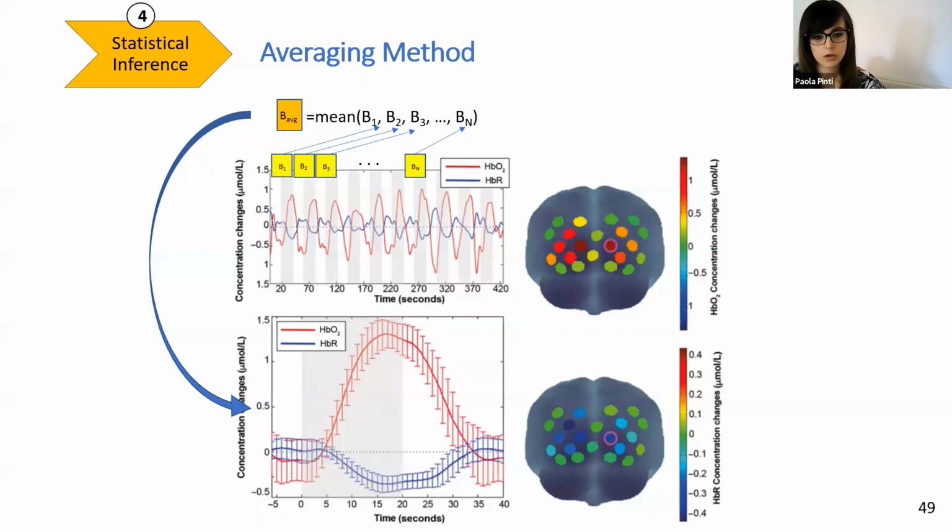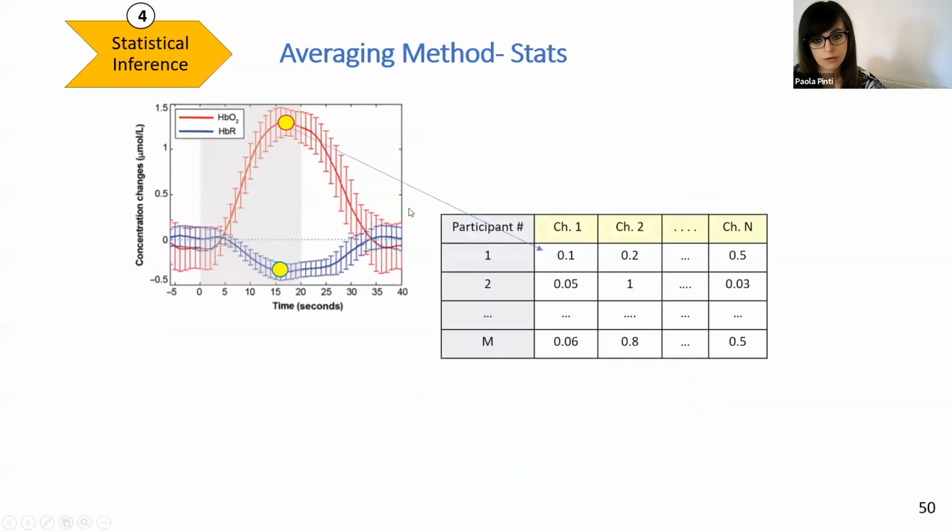What I typically like to use for my own data is the peak of the response. So I basically look for the maximum increase of oxyhemoglobin and the maximum decrease in deoxyhemoglobin, and I use these values as my dependent variable for my statistical test. I repeat this procedure for each one of my channels and each one of my participants. And then I run a channel-wise t-test or ANOVA, based on your particular hypothesis, to identify which brain region is active at the group level.